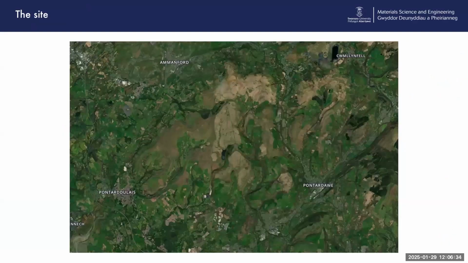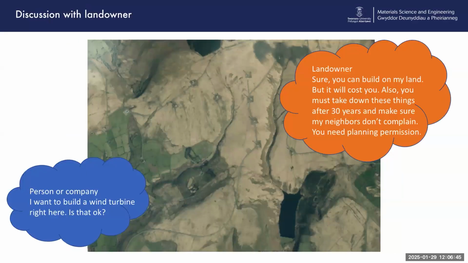Let's say that we want to build a wind turbine or a wind farm or solar farm somewhere between Ammanford, Pontardawe, Pontarddulais, in the middle there somewhere. And we have a discussion. We are the people who want to do this, and we want to build a wind turbine right there in the middle of that map. And I think there's some wind turbines actually there already. That's probably why I picked this.